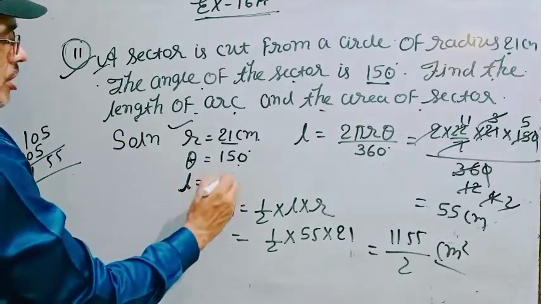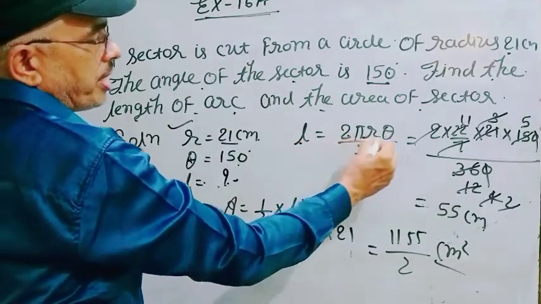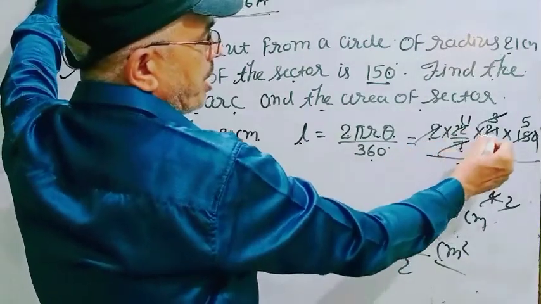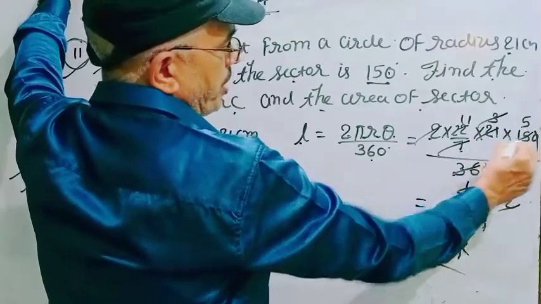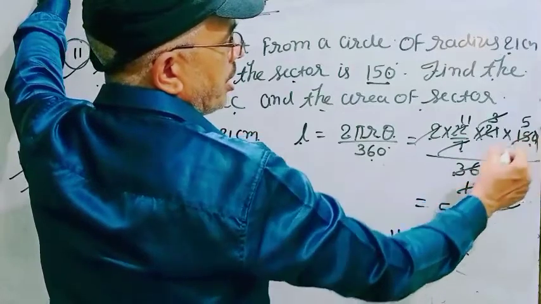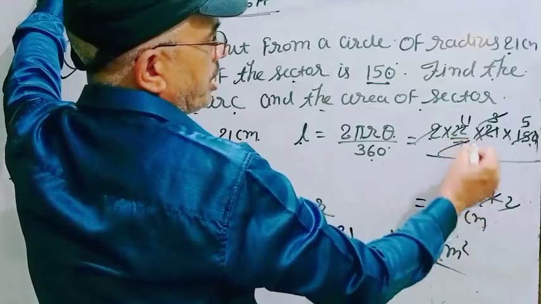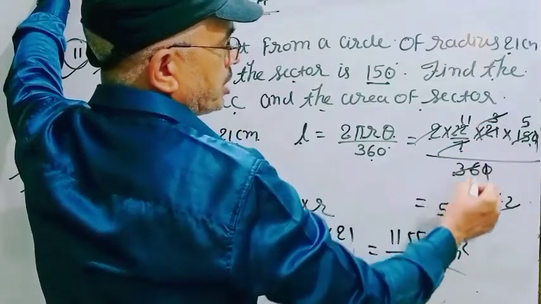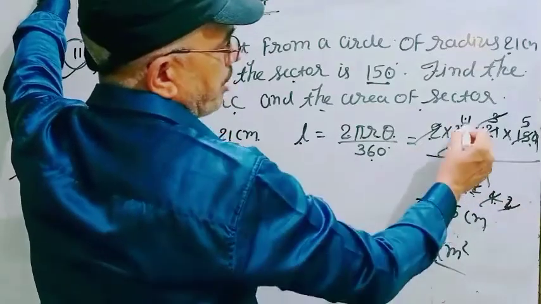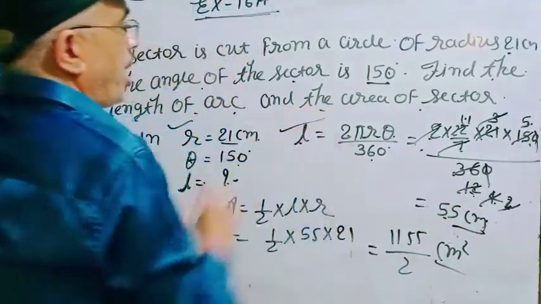That is L. So first I write the formula: L is equal to 2 pi r theta by 360. Then here 2 pi is 22 by 7, r is 21, theta is 150. Cancel here 7 3s are 21, and 0 cancels, and 12 3s are 36 and 5 3s are 15. After that 12 with 3 cancels, 4 and 2 by 11, and 2 cancels. That means 11 5s are 55 cm. It is the length of the arc.